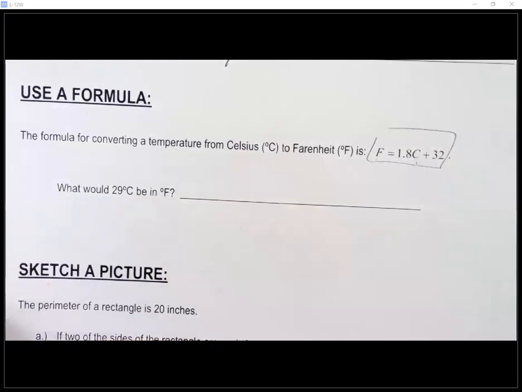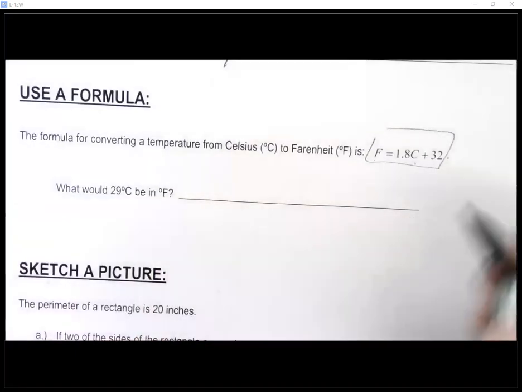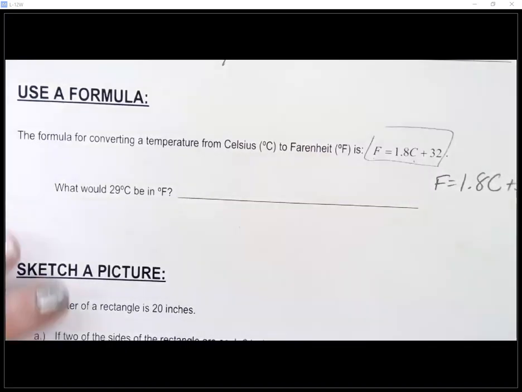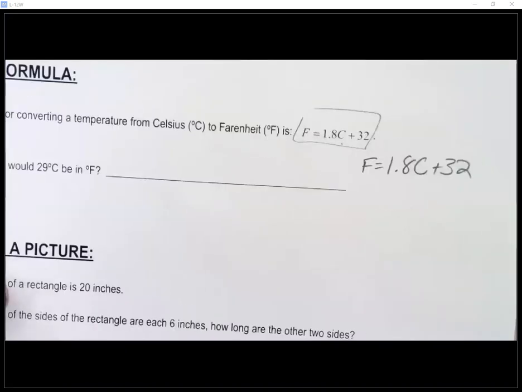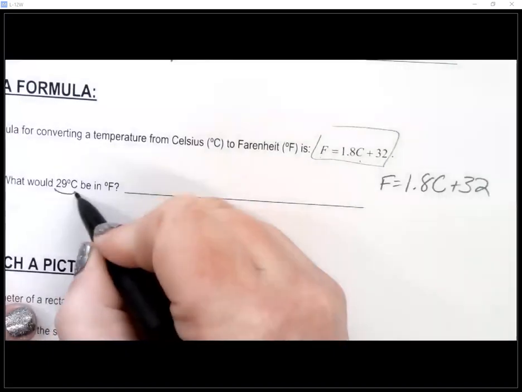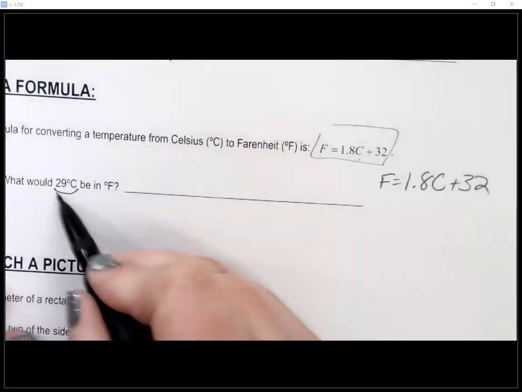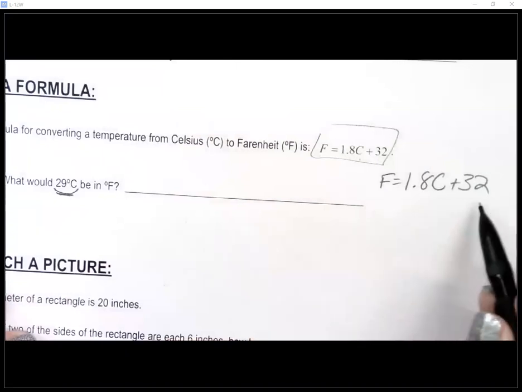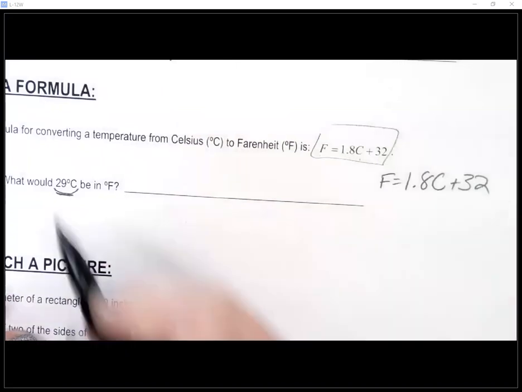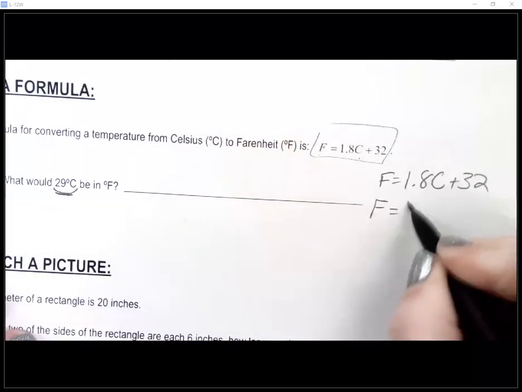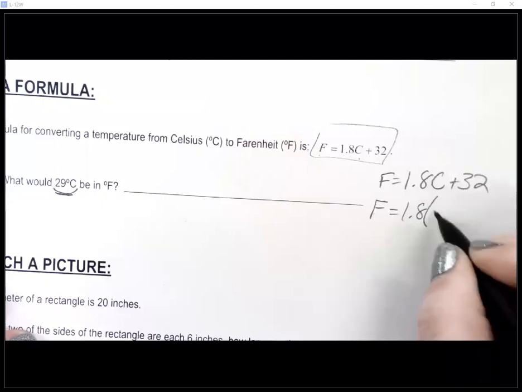I'm going to recopy my formula over here. F equals 1.8 C plus 32. Okay, so the question is, what would 29 degrees Celsius be in Fahrenheit? Where do I put 29 in my formula? Yes, because it's in Celsius right now. So I'm going to be able to figure out the Fahrenheit temperature if I put a 29 in for C.